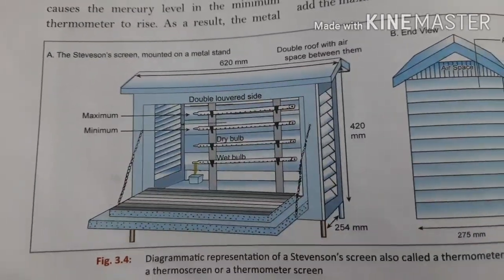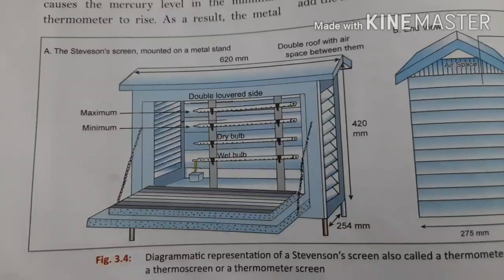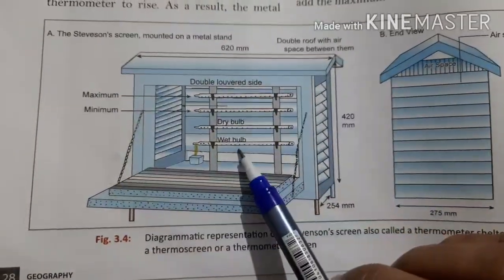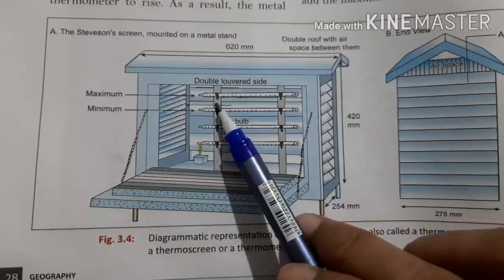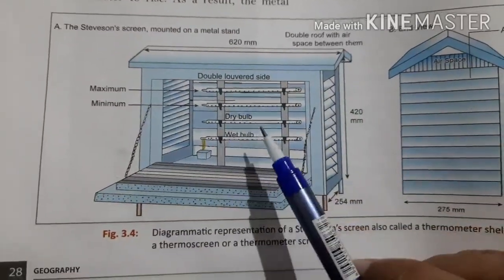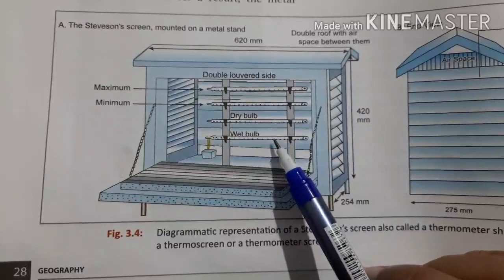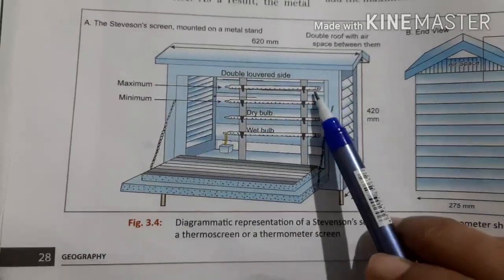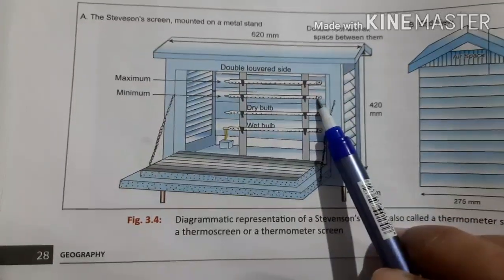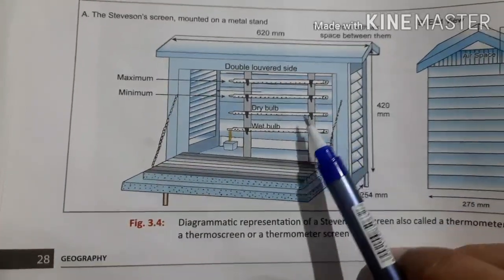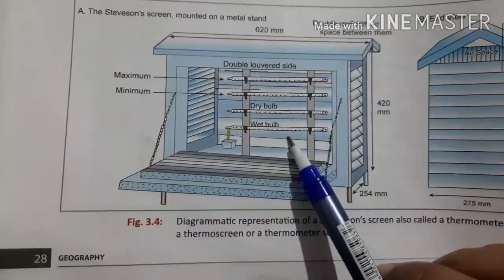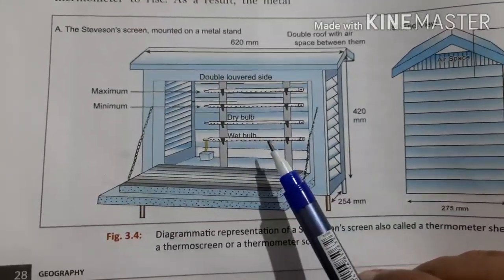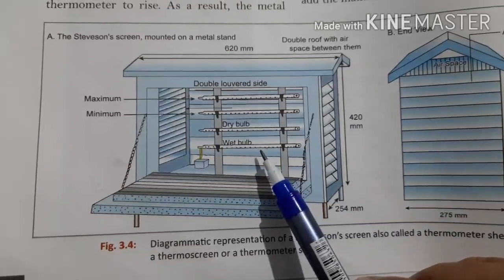It is mounted on a metal stand. Here you can find four thermometers: the maximum thermometer, minimum thermometer, dry bulb thermometer and wet bulb thermometer. That means the instruments which measure the maximum and minimum temperature, and the instruments which measure the humidity of the atmosphere. All these are kept in the Stevenson screen.